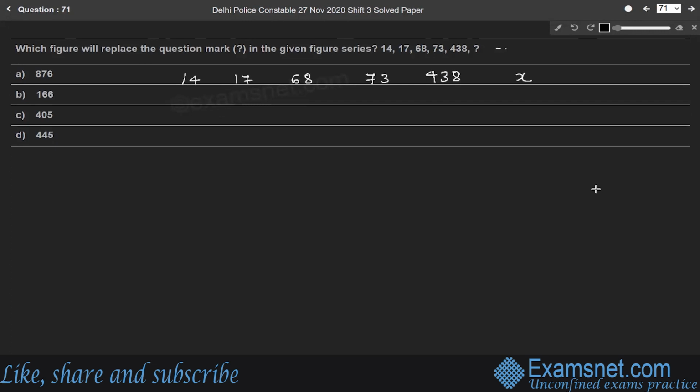Let it be X. So here, the difference between the first and the third number is 54, whereas the difference between the second and fourth number is 56. So here 54 plus 2 is 56, or the difference between two consecutive differences is 2. So the next step is the difference between the third and fifth number is 370. Therefore, the difference between the fourth and the sixth number has to be 372.